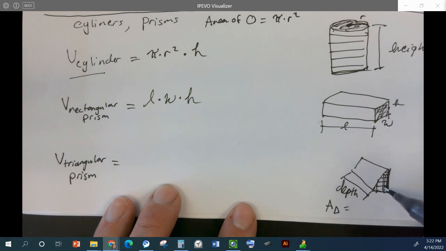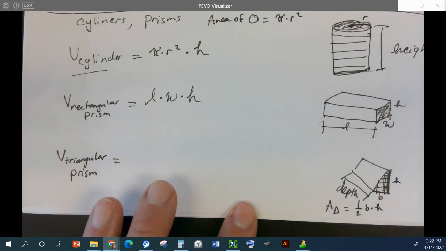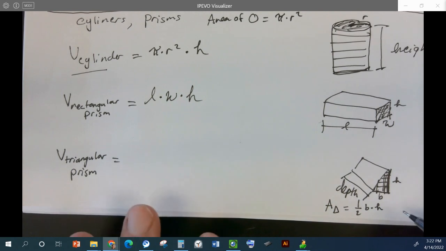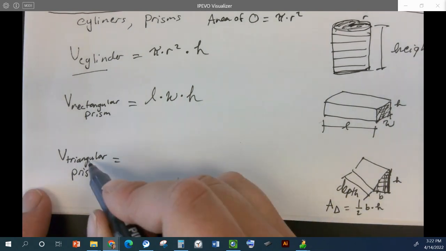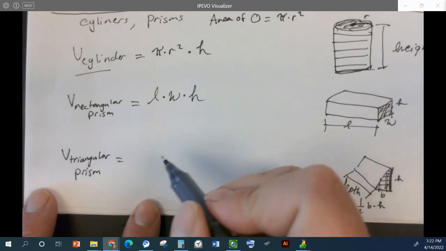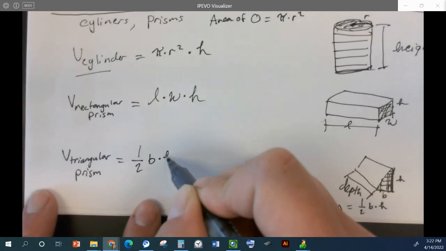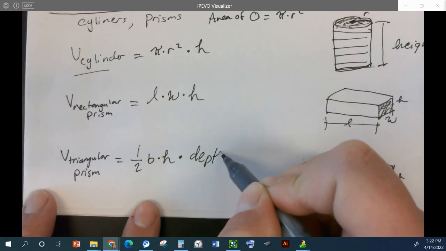So the area of a triangle is just, we take the base times the height and we divide it by 2. Or we can say 1/2 base times the height. So the area of a triangle is just half the area of a square or a rectangle. Okay, so we just cut it in half. So we take the area of our triangle and then multiply it by the depth. So the volume of a triangular prism is area of a triangle, 1/2 base times the height, times how deep the shape is, the depth.